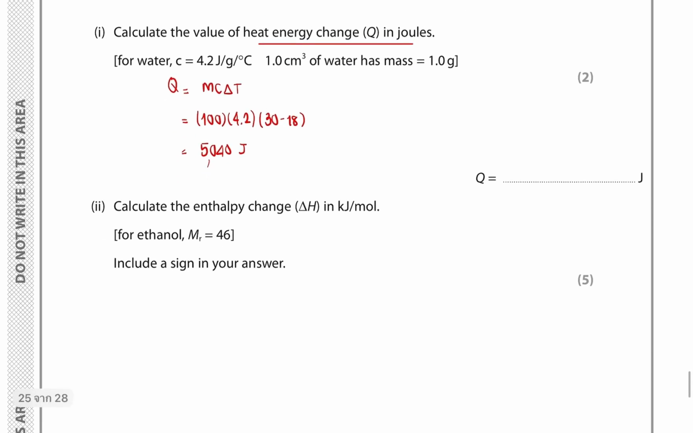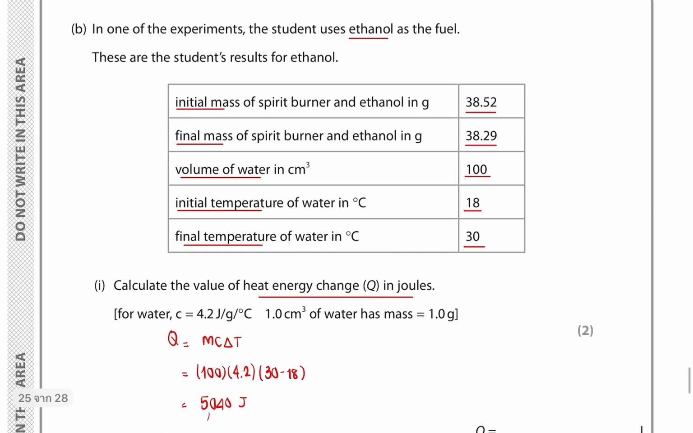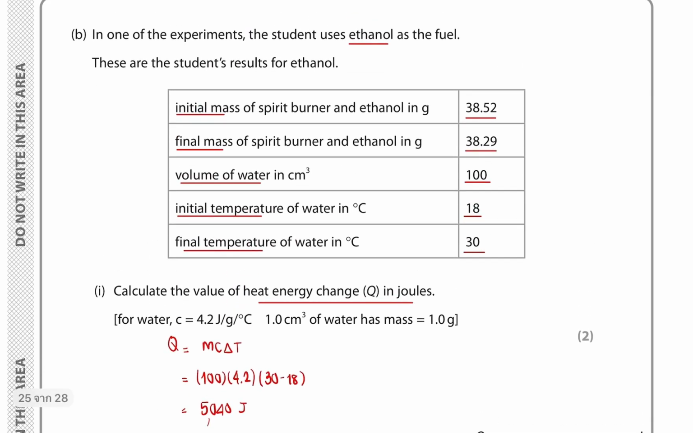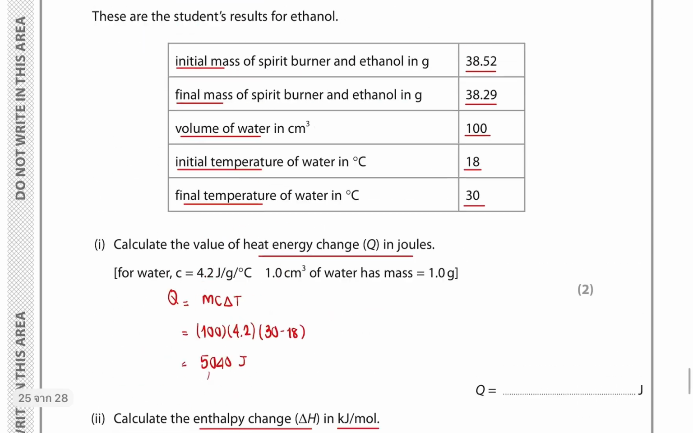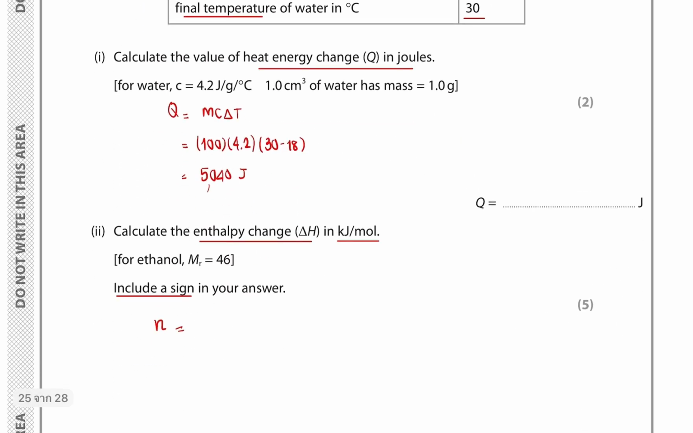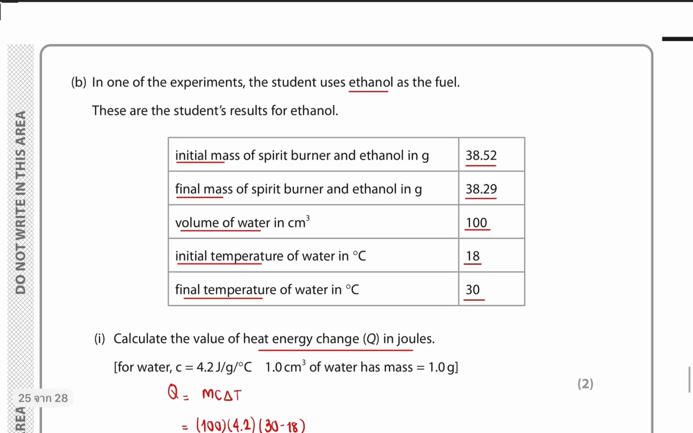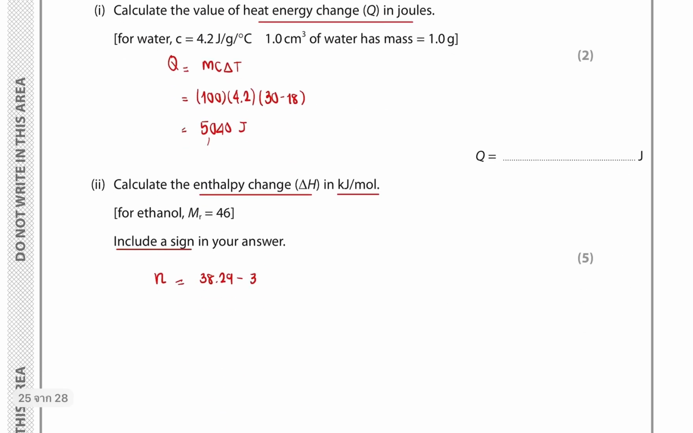Then question II. Calculate the enthalpy change, or delta H, in kilojoule per mole. Include a sign in your answer. So first of all, we have to find the number of moles. In this case, the mass of ethanol equal to 38.29 minus 38.52.